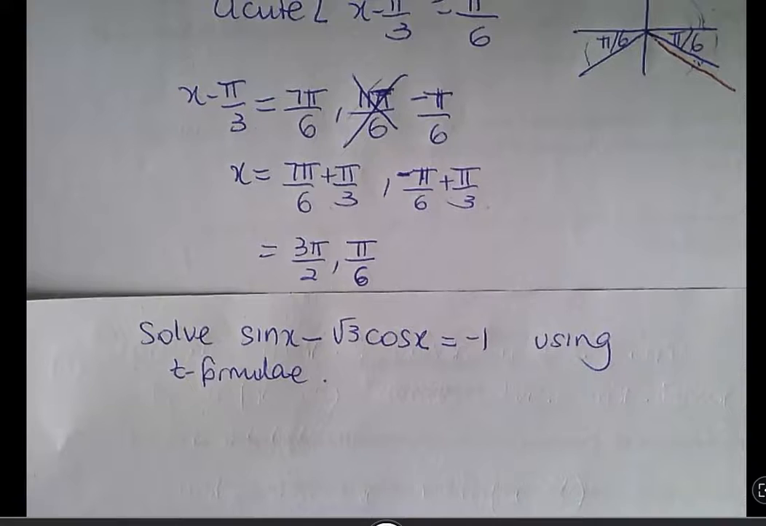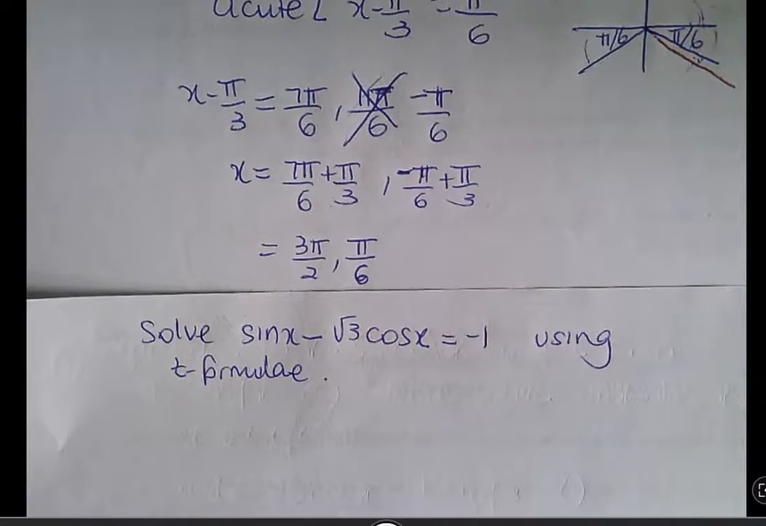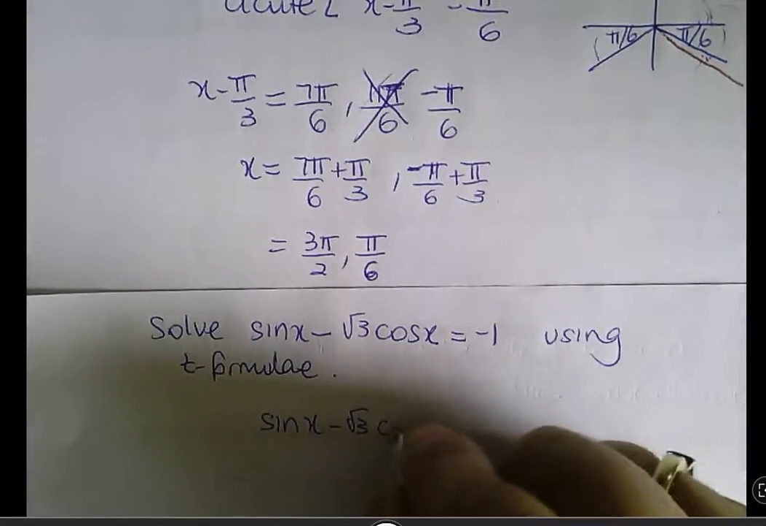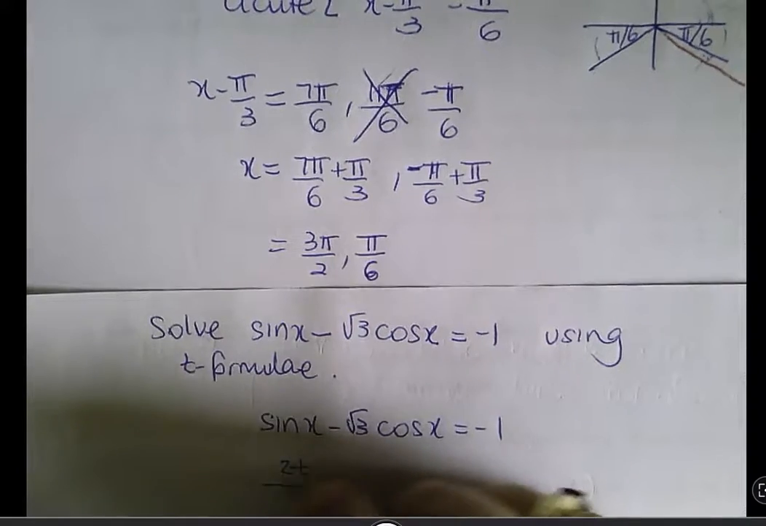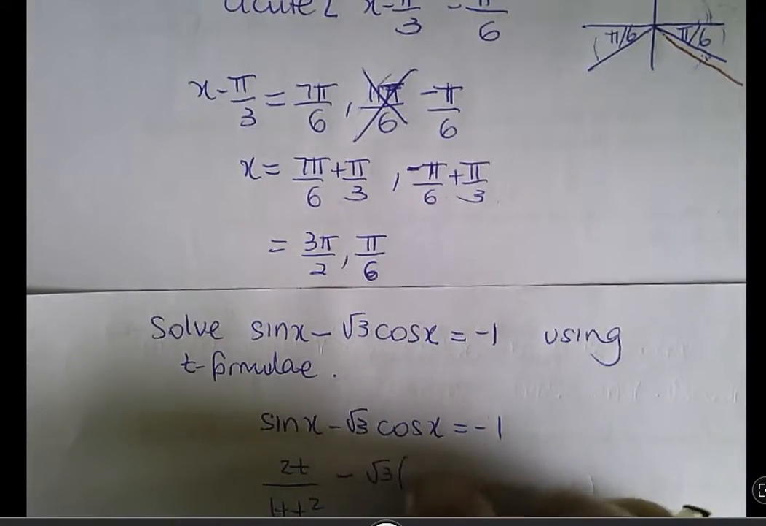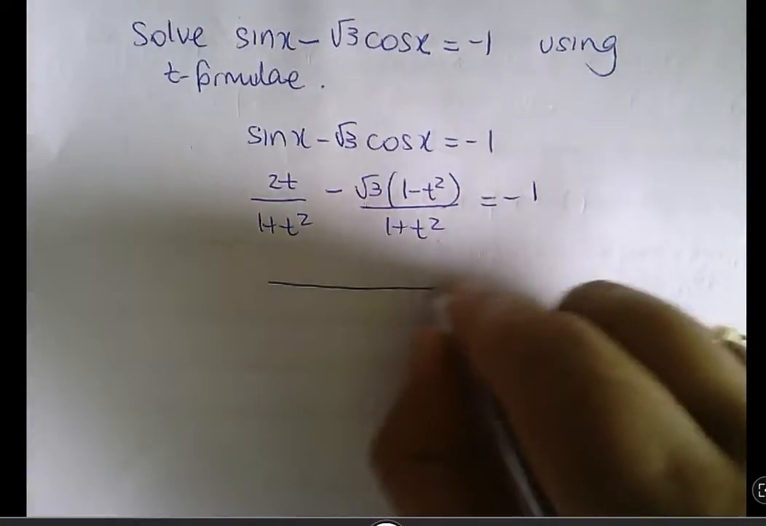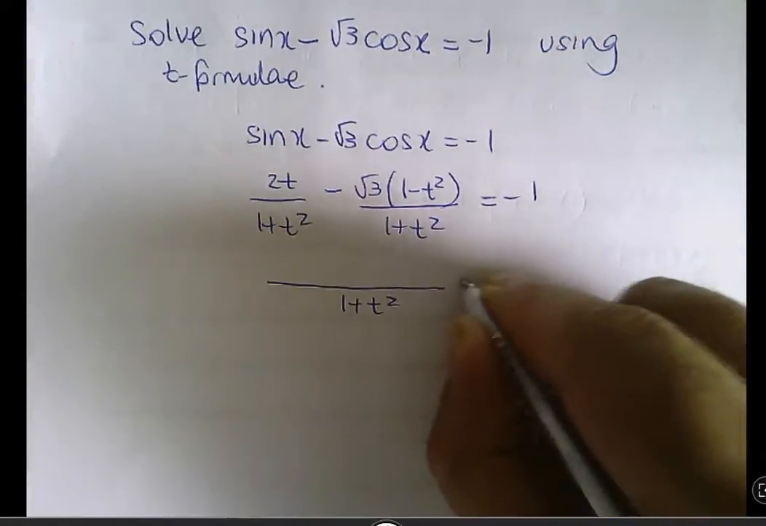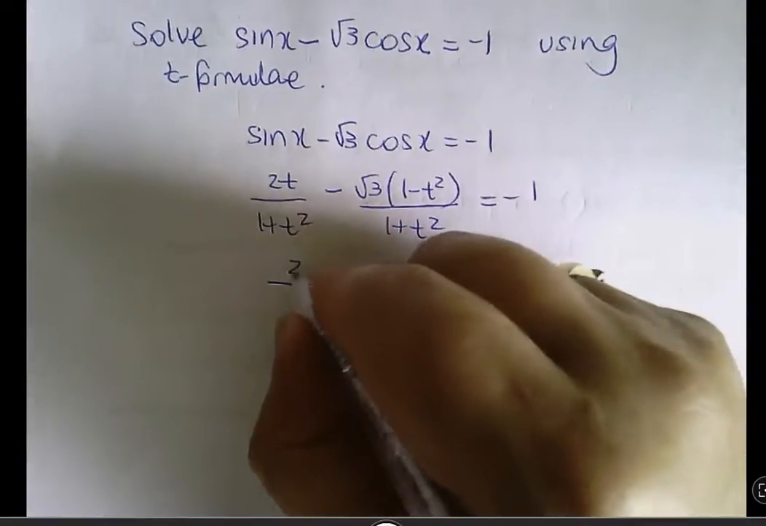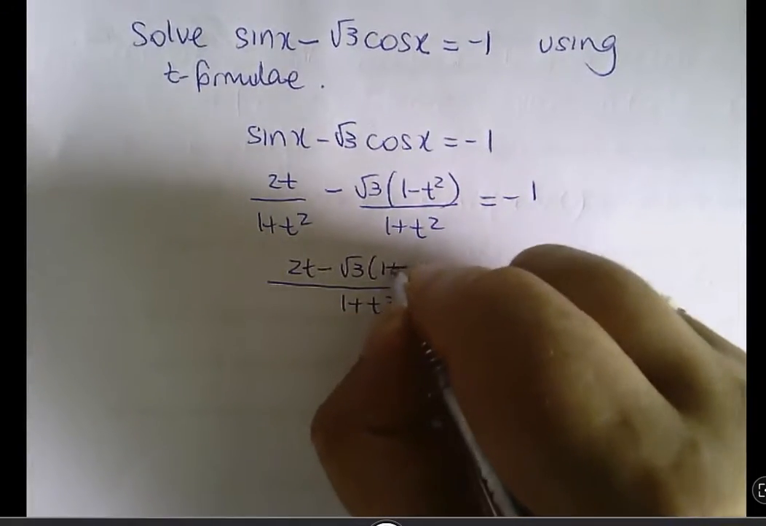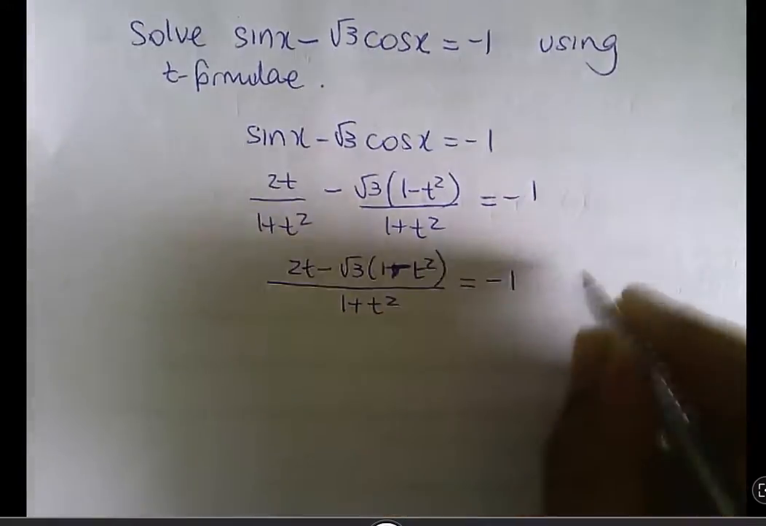Next thing, we're going to solve sin x minus root 3 cos x equals -1 using the t formula. So using the t formula, sin x minus root 3 cos x is -1. I've got 2t over 1 plus t squared minus root 3 times 1 minus t squared over 1 plus t squared is -1. Just being very careful here, I'm going to write this with a single denominator, 1 plus t squared, and a single numerator. So 2t minus root 3, 1 minus t squared, is -1.